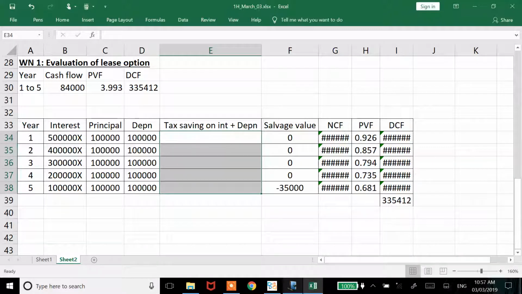Hence interest for the first year will be 5 lakh x, second year would be 4 lakh x and so on. Create the table and get me the answer.